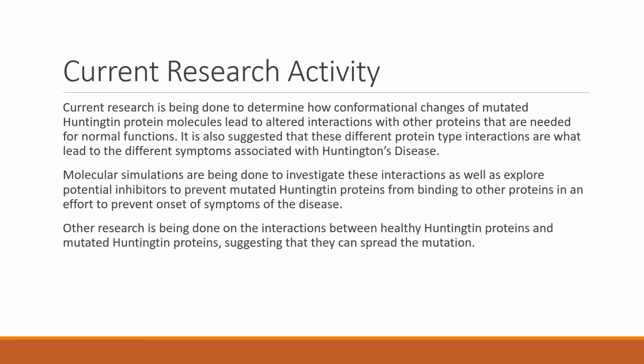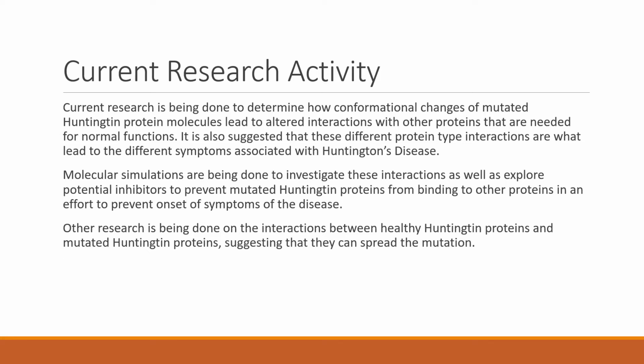Neurodegenerative diseases are the focus of a lot of research these days due to how debilitating these diseases can be. The function of the Huntingtin protein is not well understood at this time. However, it is known that the Huntingtin protein regularly interacts with other types of proteins for normal functions in the body. What I've noticed is that current research in the Huntingtin protein is moving more towards computational methods to try and understand how conformational changes of the mutated protein can lead to altered interactions with these other proteins.